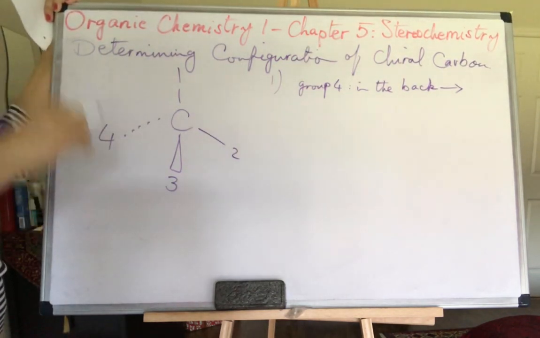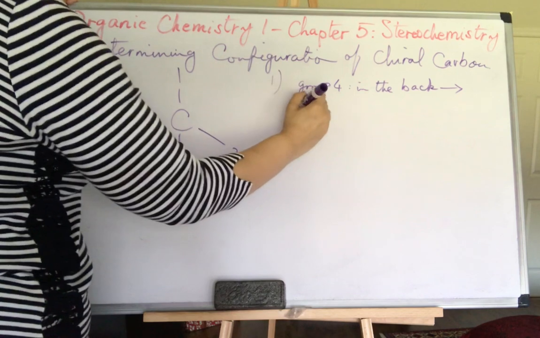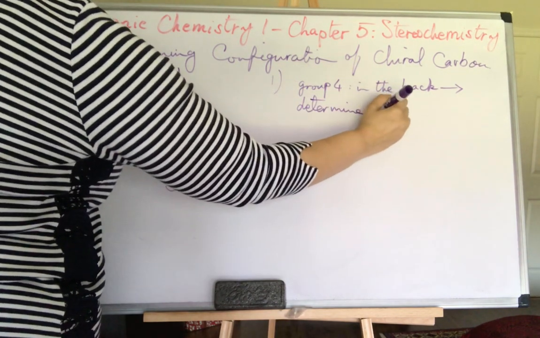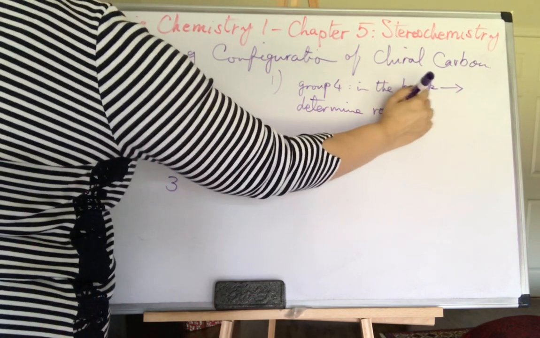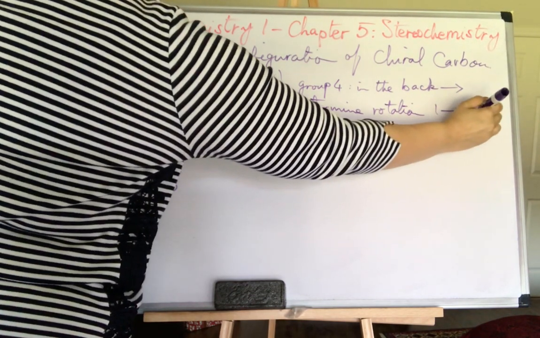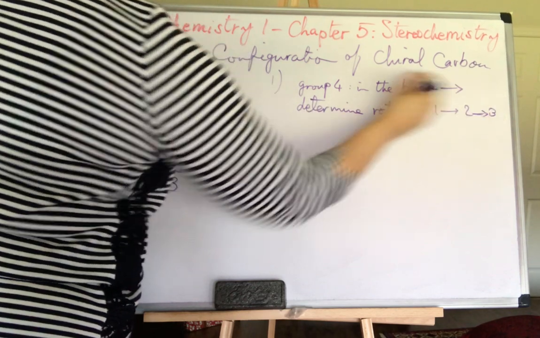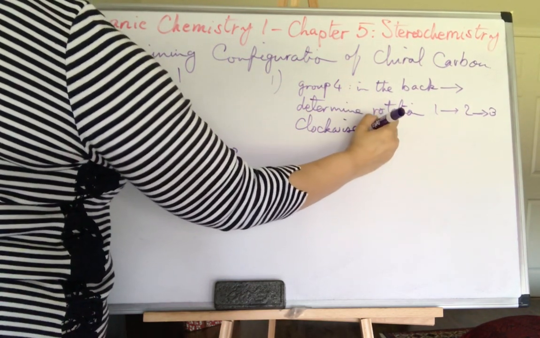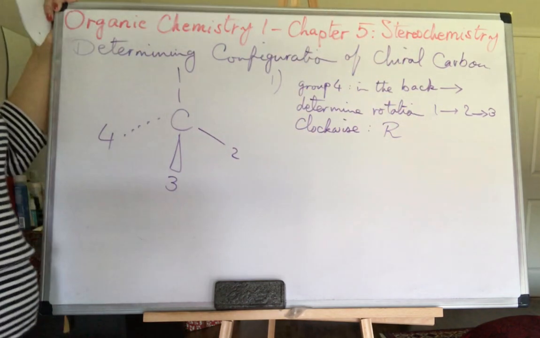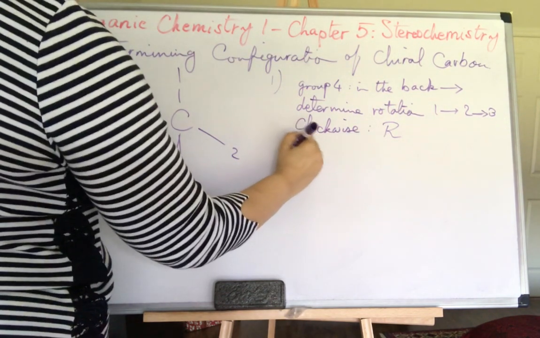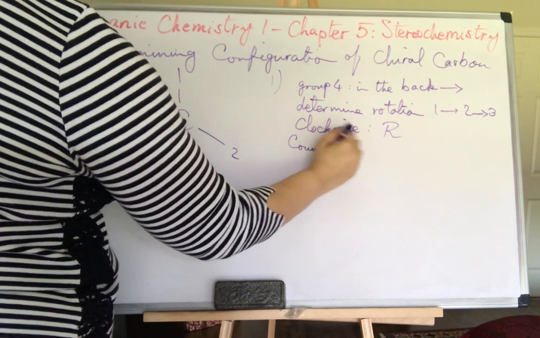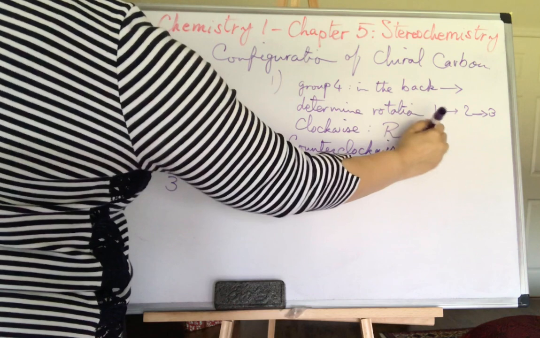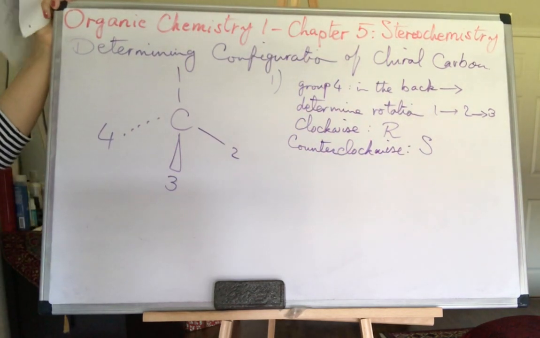That's the easiest situation. You determine the rotation from 1 to 2 to 3. If it is a clockwise rotation, you call it an R configuration. If it is counterclockwise, it's called an S configuration.